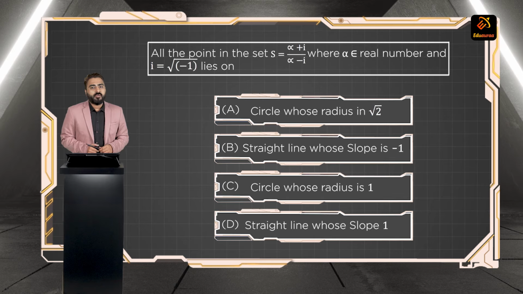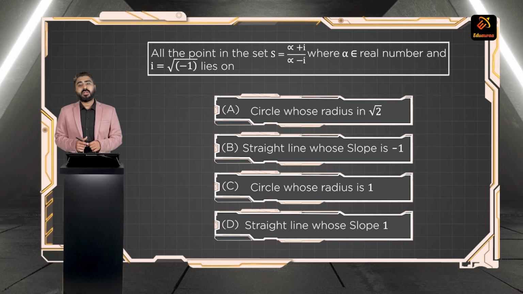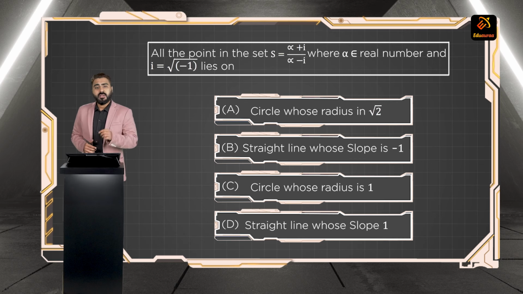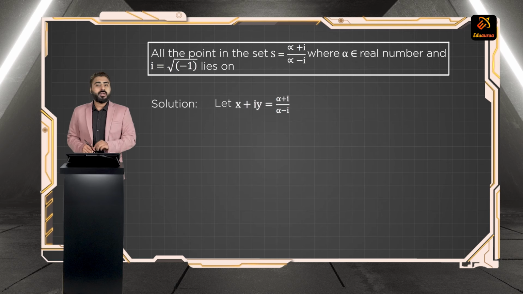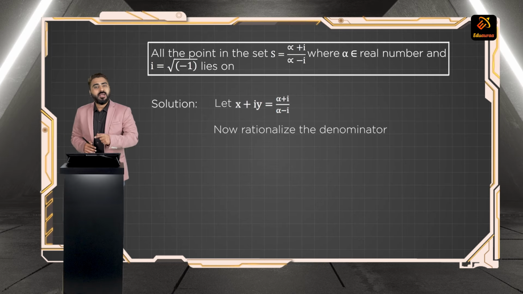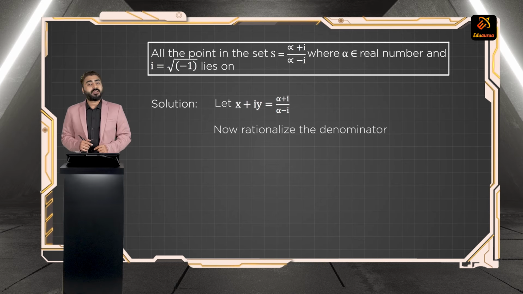So students, how do we solve? Before solving, this question was asked in our JEE Mains 2019 paper. What is the given condition? According to the given condition, let x plus iy be equal to alpha plus i upon alpha minus i. Now students, if you see properly, is this in proper complex form? No. Why? Because there is an imaginary term in the denominator. So we will rationalize the denominator to remove this imaginary term.